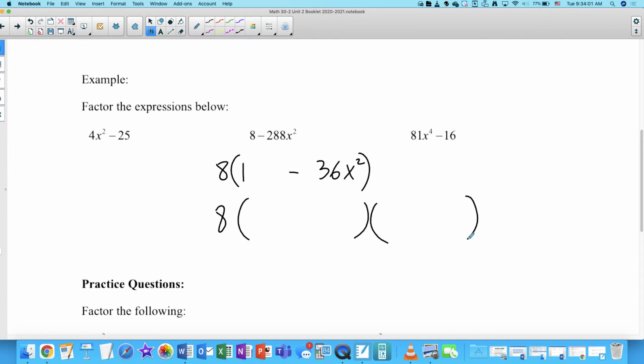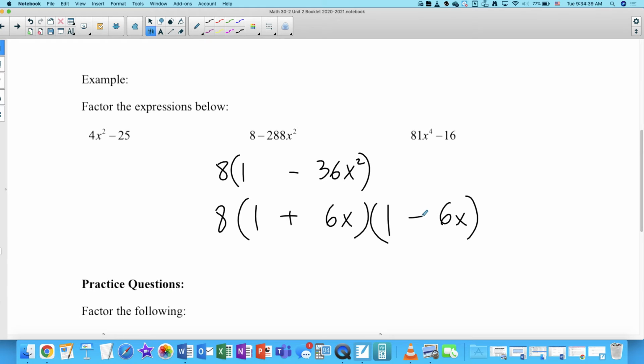Okay? Now, here's what I get a lot of when I ask this type of question. I'll get people go x plus 6 times x minus 6, because you focus on this guy. Problem is, x is not the square root of that, and 6 is not the square root of that either. So really mechanically think, okay, what is my first term? It's 1. What's the square root of 1? 1. And what is the square root of 36x squared? 6x. One of them's plus, one of them's a minus. Okay? So that's that guy.